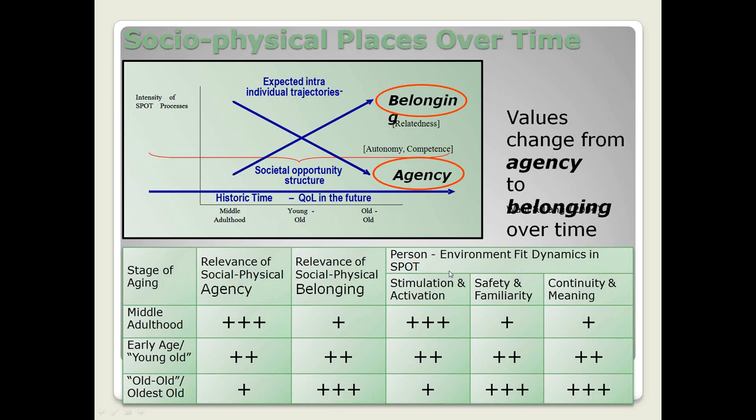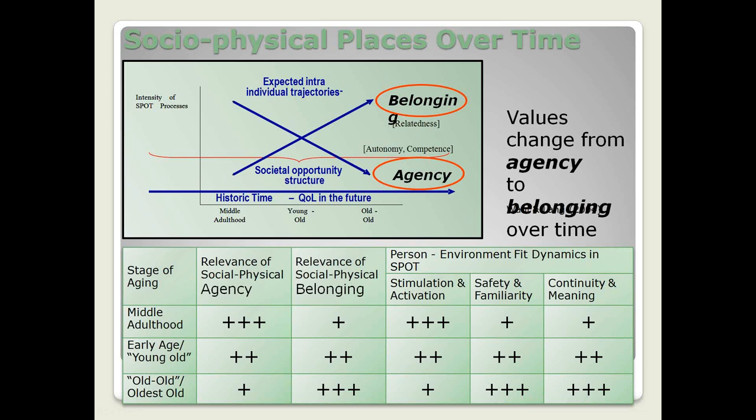And so the person-environment fit dynamics are that in middle adulthood, what you're looking for in your environment is a lot of stimulation and activation, and safety and familiarity isn't important, and continuity and meaning isn't particularly important. And then as you get older, you want some stimulation and activation, but you start wanting safety and familiarity, and you start wanting continuity and meaning. For the very old, the stimulation and activation just isn't that important, but safety and familiarity is hugely important, and continuity and meaning is hugely important.